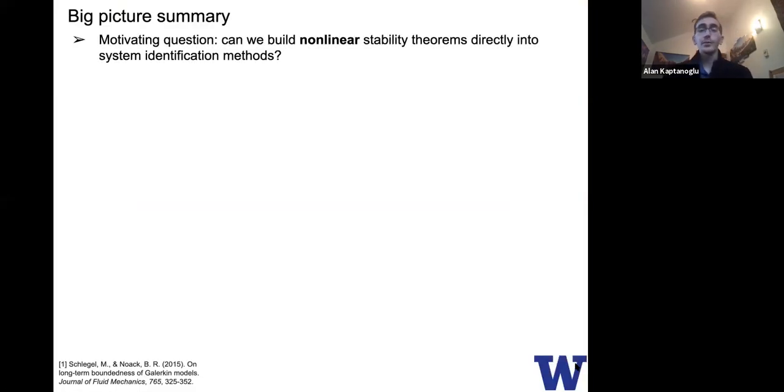So the big picture summary, the motivating question, is: can we build nonlinear stability theorems directly into system identification? If you don't know what system identification is, I apologize, but I have a brief slide on the next page where I'll briefly describe this. But that's going to be the goal.